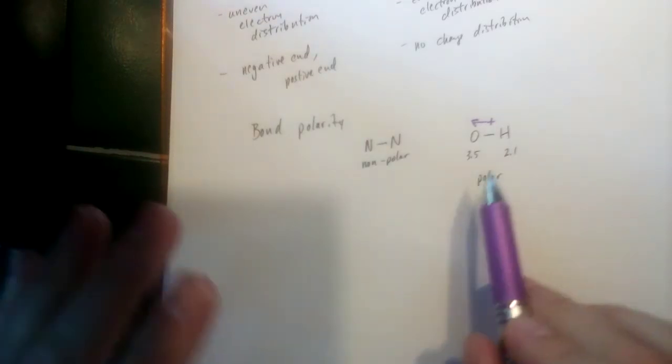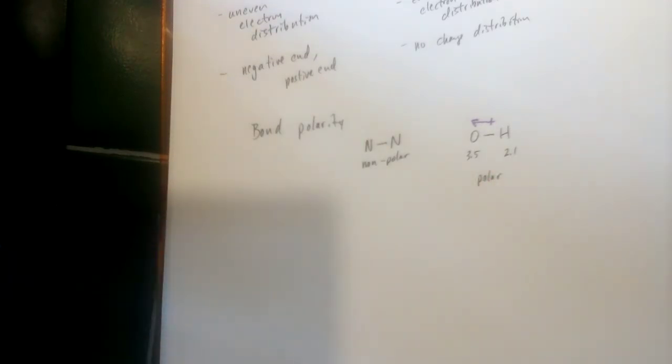Now, we could do this for any bond that shows up in any molecule we have drawn and decide, is the electronegativity the same? Is it different? Right? And you may even be able to go into grades of how different it is.